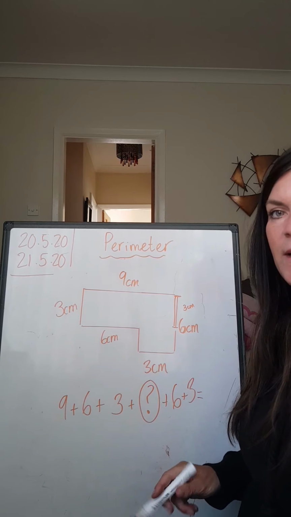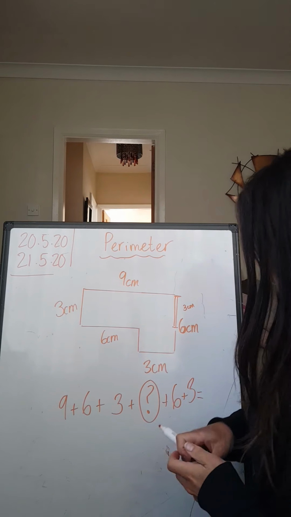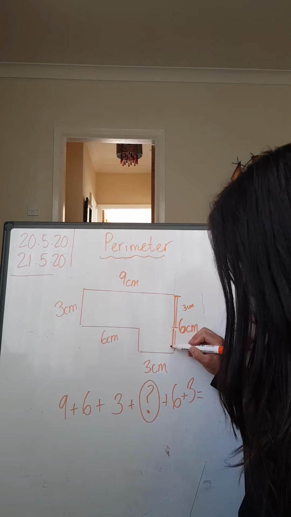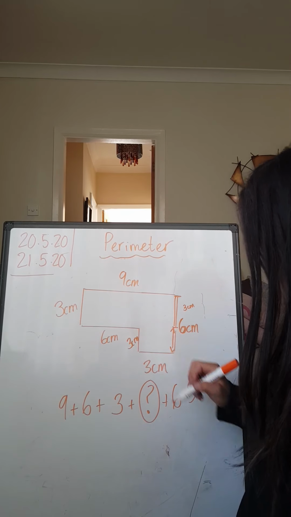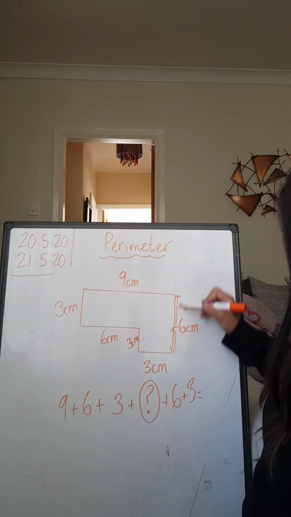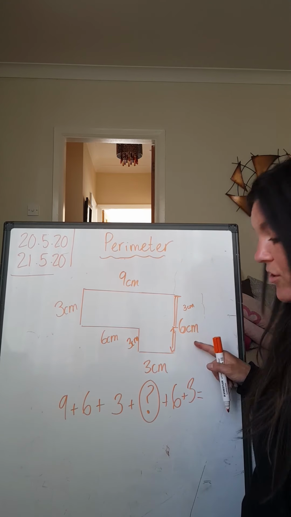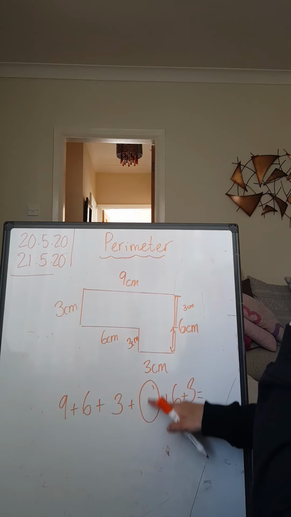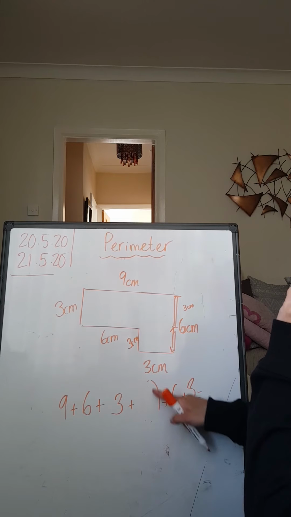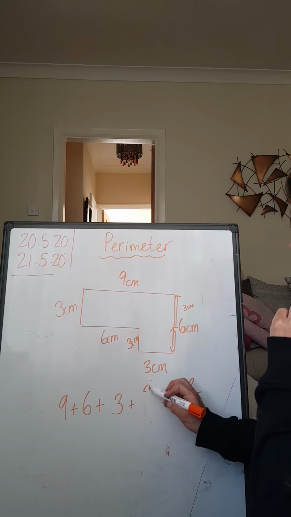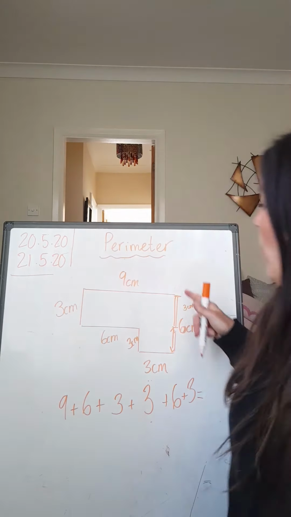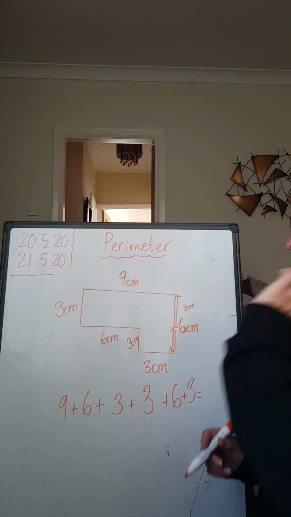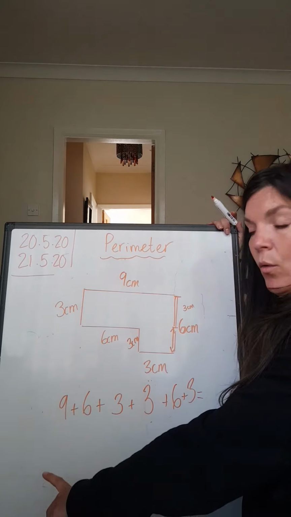I know everyone can see that and it's probably screaming at the screen that obviously this little bit here must be 3 centimeters as well. So that means this bit here is 3 centimeters because the whole thing is 6. We get told that at the start. So I know my mystery measurement is 3 centimeters. So now all I have to do is add together all of my measurements, all of those centimeters, to find out what the whole perimeter is.